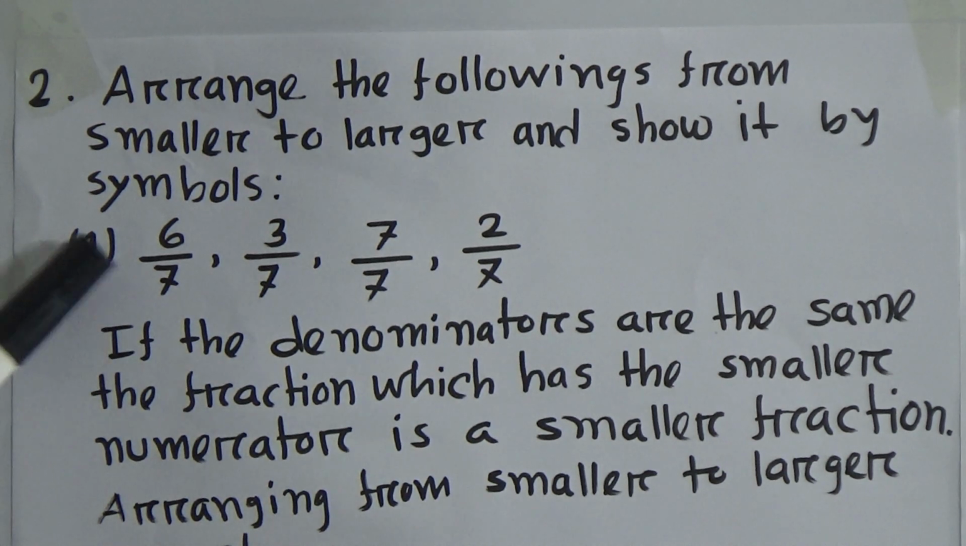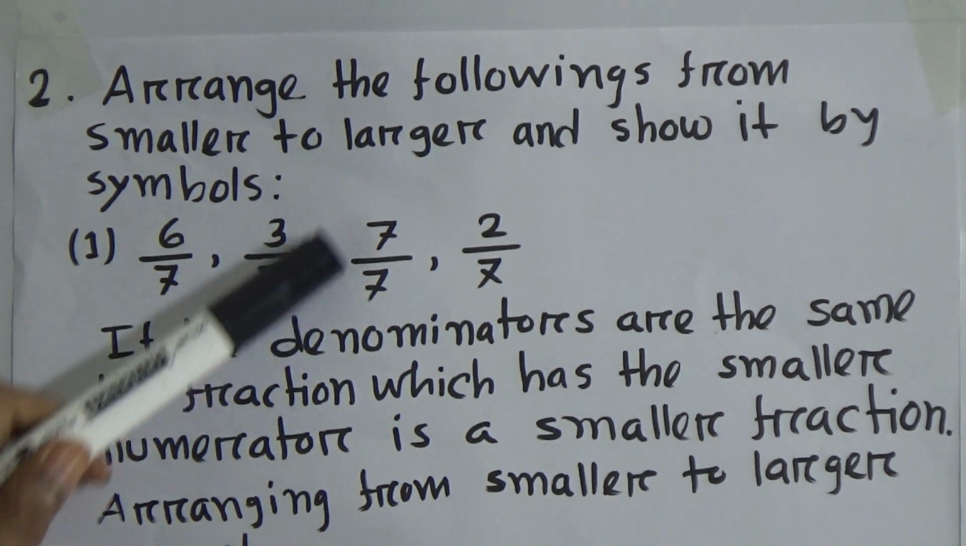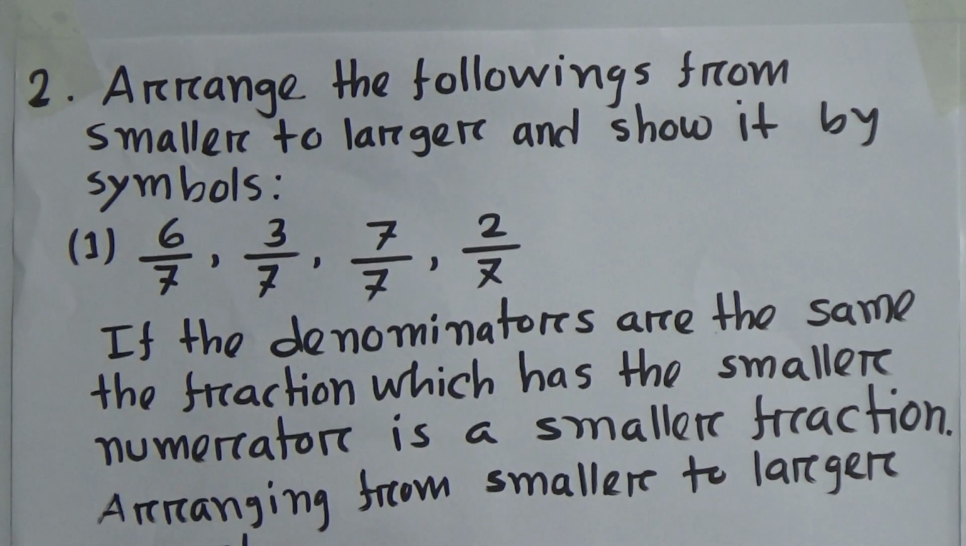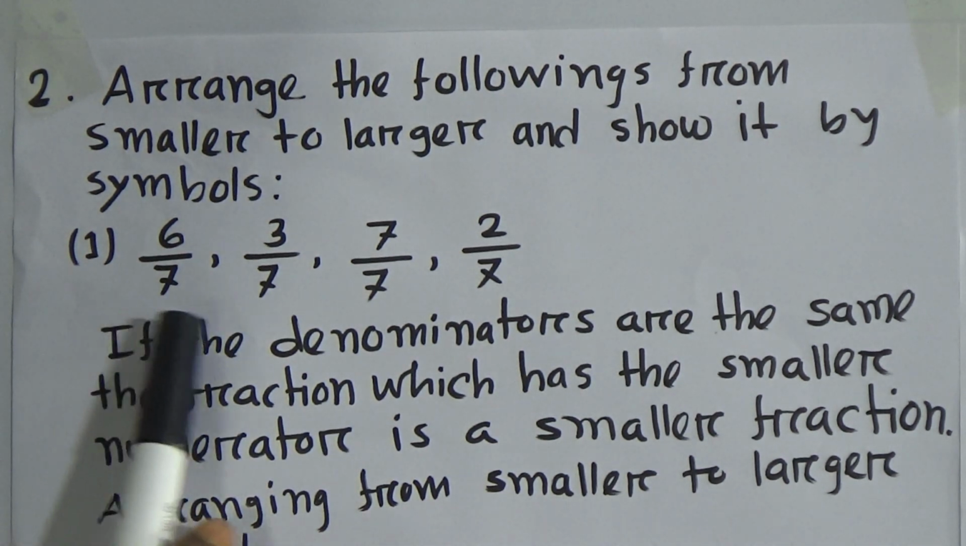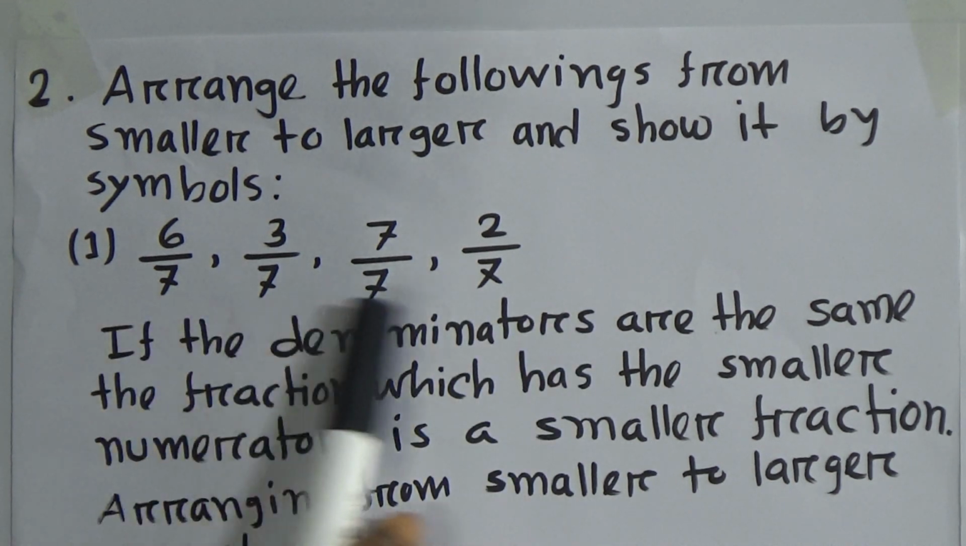Look, 6 by 7, 3 by 7, 7 by 7, 2 by 7. We have to arrange the numbers from smaller to larger, and then you have to show it by symbols. Okay? You see the fractions 6 by 7, 3 by 7, 7 by 7, 2 by 7. You see all the denominators are the same.